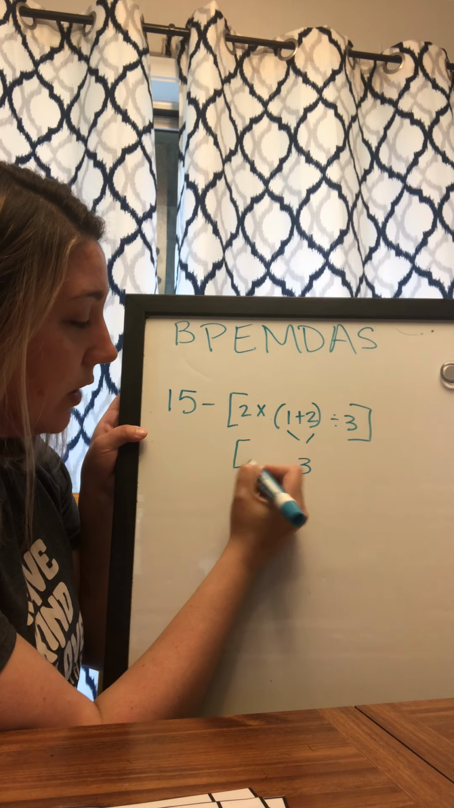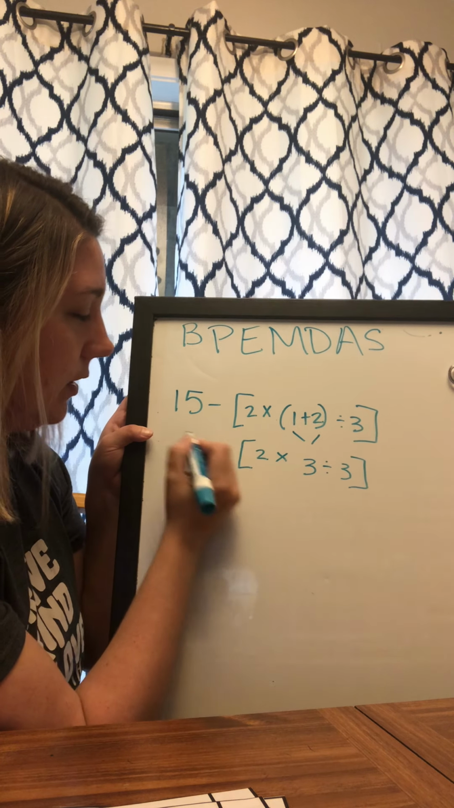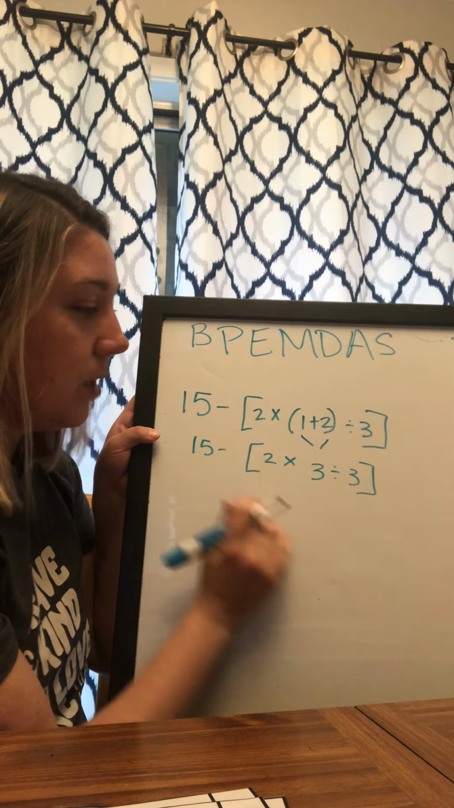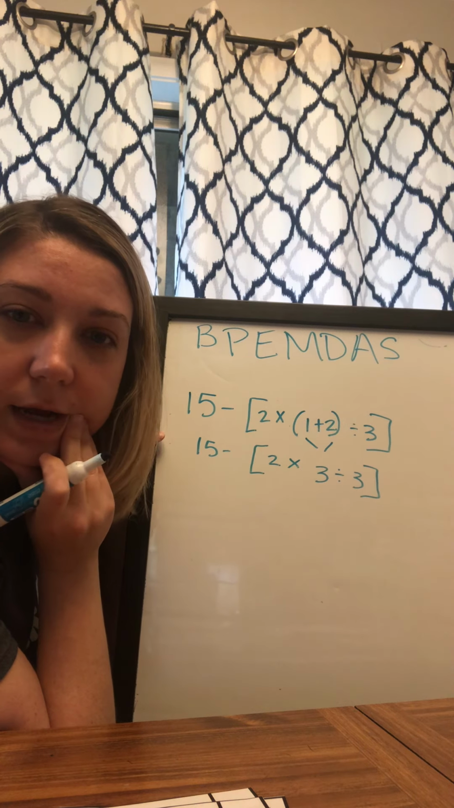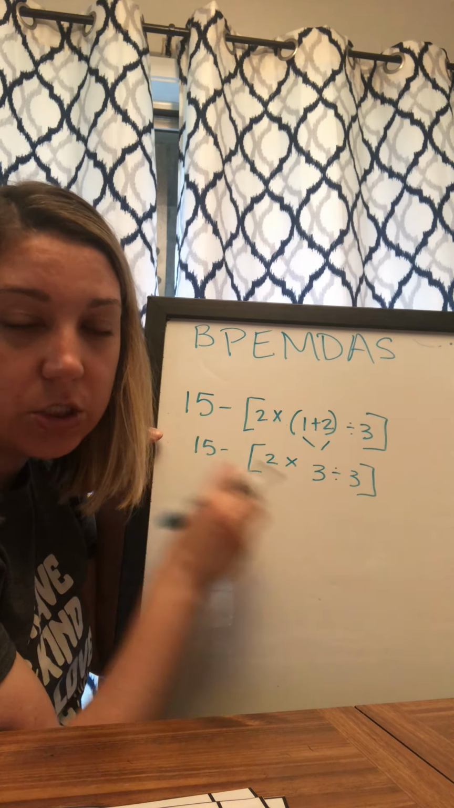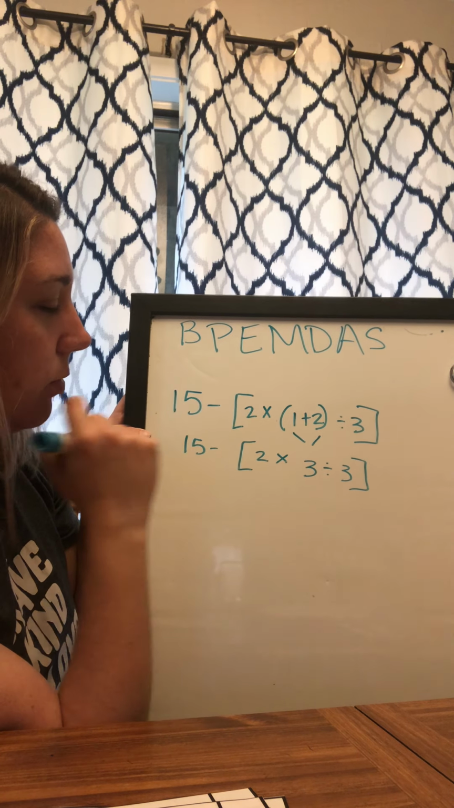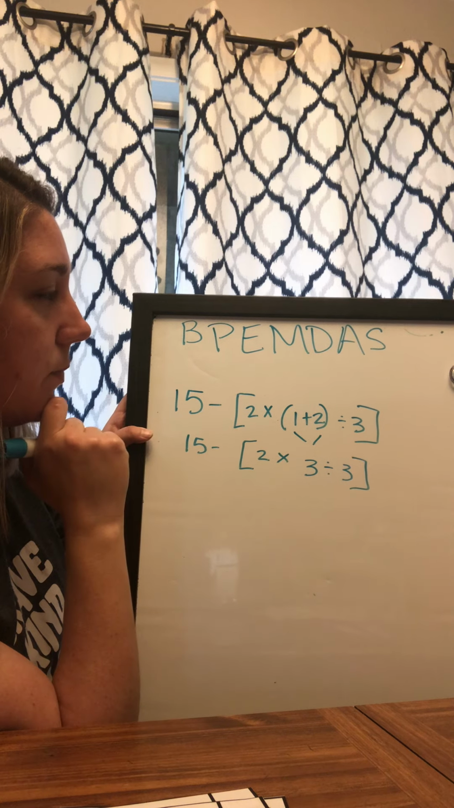And I'm going to rewrite my whole problem, and I'm not going to forget my brackets, because I'm not done. How do I know whenever I can let my brackets go? When there's no more operations inside the bracket, when it's just a number. Okay, so we still have our brackets. We finished our parentheses. There's no exponents.